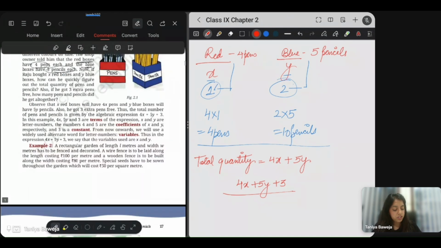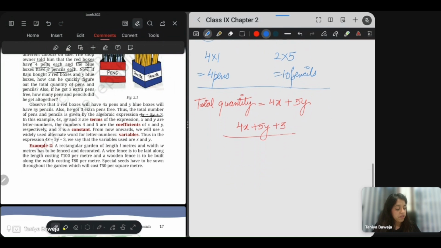Now here it is mentioned, the same thing is mentioned here which we have just discussed, that the total number of pens would be 4x plus 5y plus 3, which we have also found. Now we're talking about terms of an expression. When we talk about terms of an expression, it will be 4x, 5y and 3. These are the 3 terms of the expression. Now, you know what terms are.